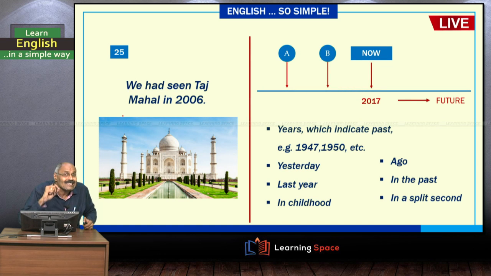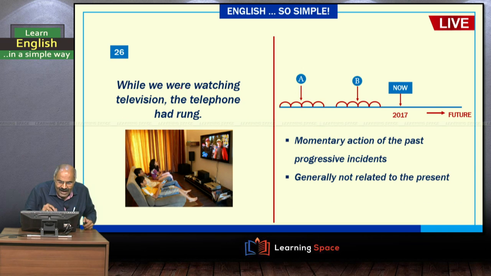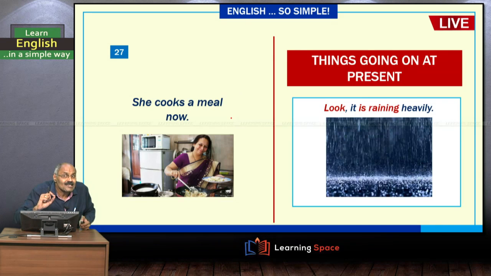We had seen Taj Mahal in 2006, right, here 2006 is mentioned. So, therefore, we saw Taj Mahal in 2006. Next one is, while we were watching television, the telephone had rung. So, here two past events are linked, simultaneous actions, one is momentary. So, while we were watching television, the telephone rang, right.